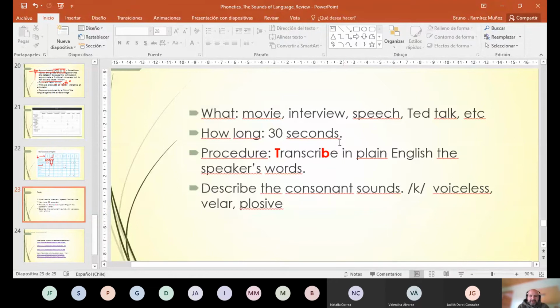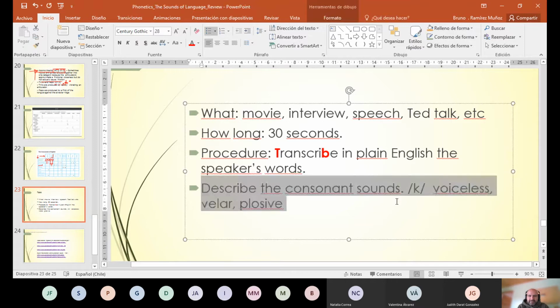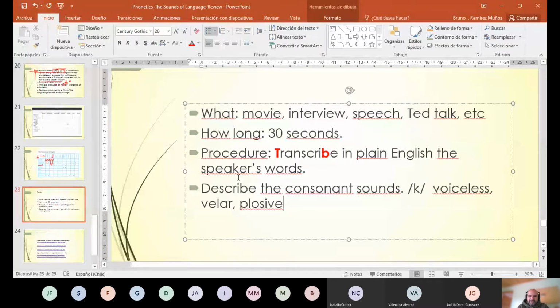Okay, then you're going to transcribe in plain English the speaker's words. For example, if the person says, describe the consonant sounds, you're going to write describe the consonant sounds in just plain English, just like it's written here. Okay, and then you're going to focus on the consonant sounds. You're going to describe the consonant sounds.